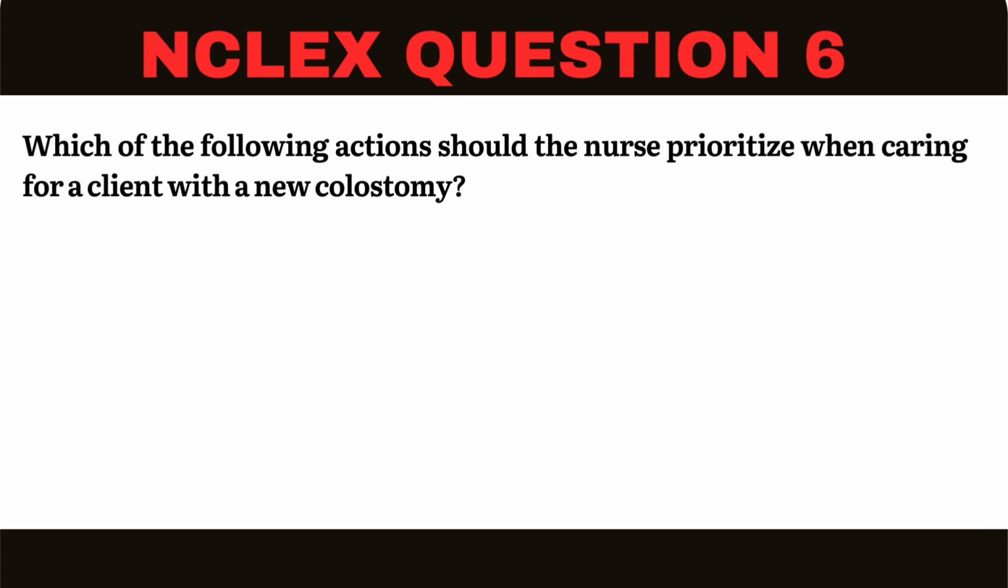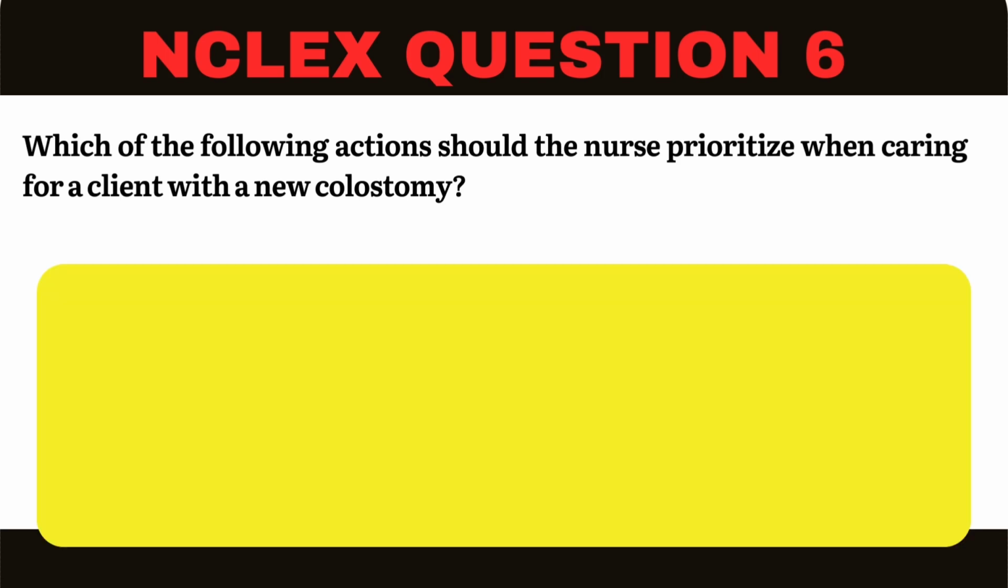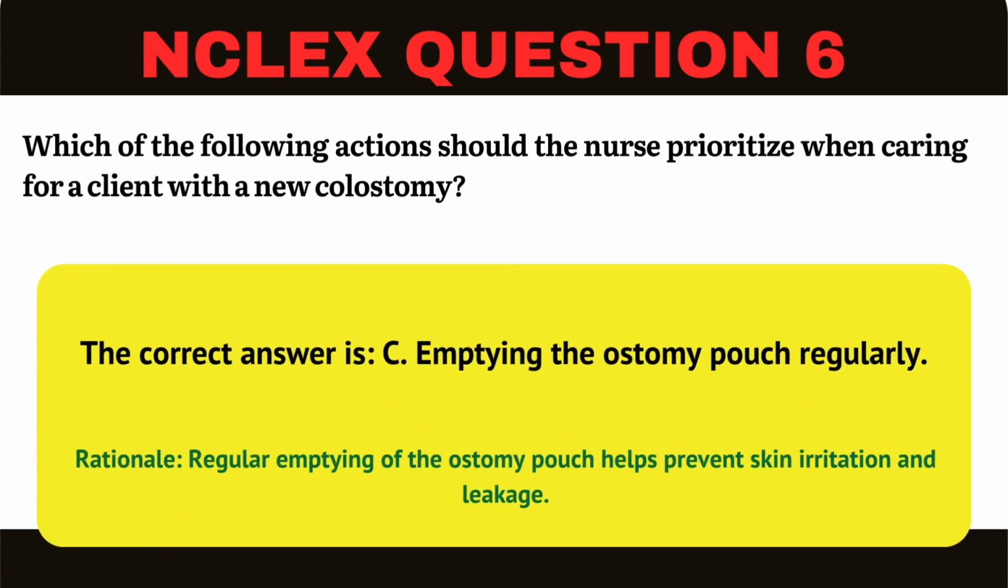Which of the following actions should the nurse prioritize when caring for a client with a new colostomy? A. Irrigating the stoma. B. Applying petroleum jelly to the stoma. C. Emptying the ostomy pouch regularly. D. Avoiding the use of ostomy appliances. The correct answer is C. Emptying the ostomy pouch regularly. Rationale: regular emptying of the ostomy pouch helps prevent skin irritation and leakage.